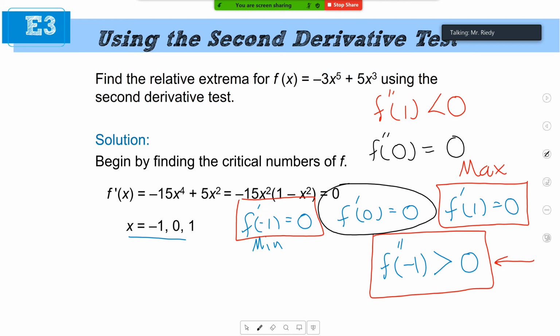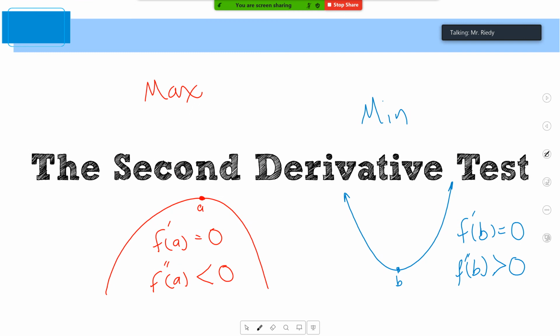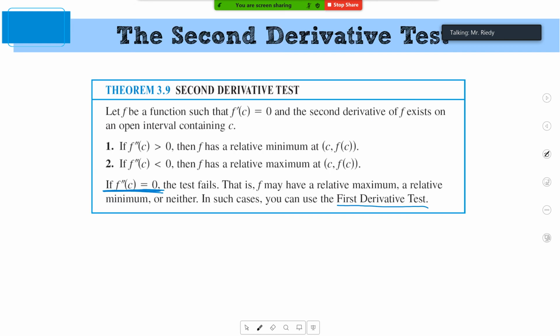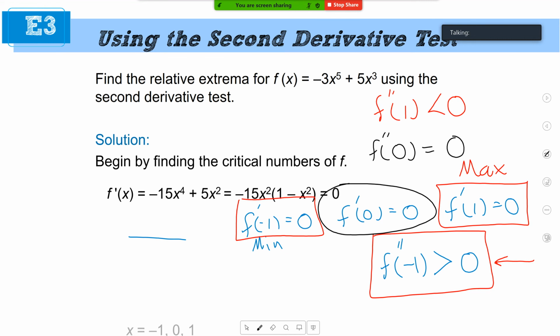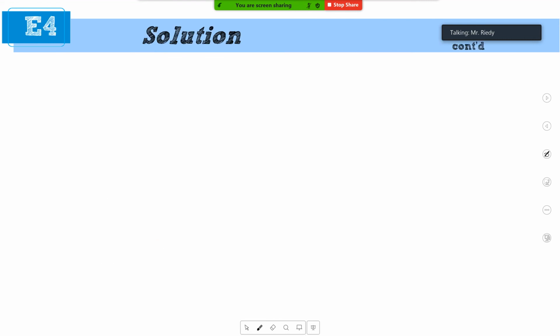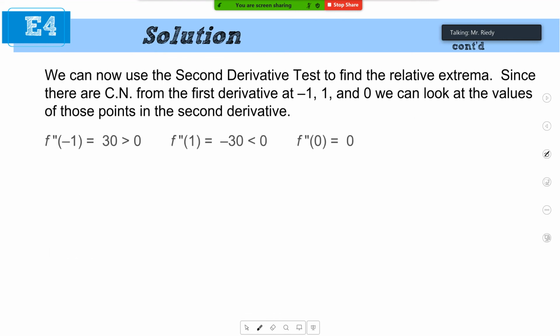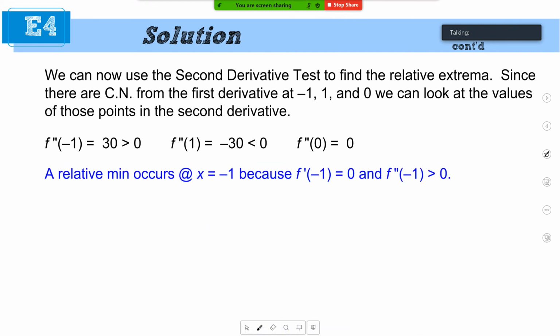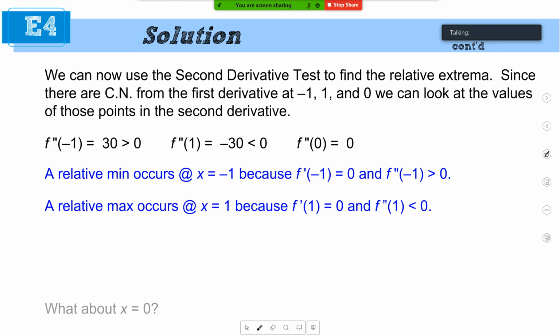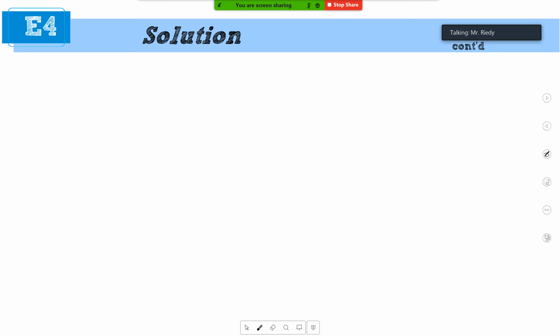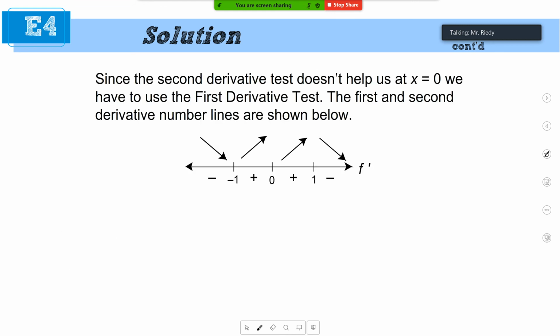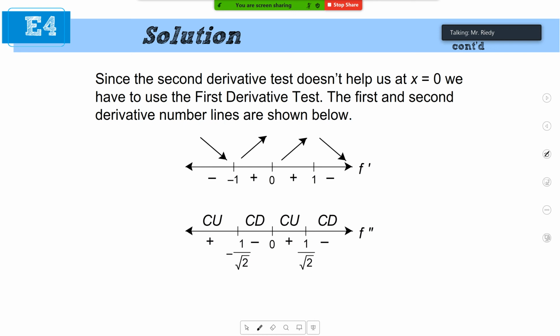Because remember, the second derivative test has two components to it. F prime is equal to 0, and then F double prime is either positive or negative. Pretty much this is what we already said. And we talked about 0, and yeah, we did that.